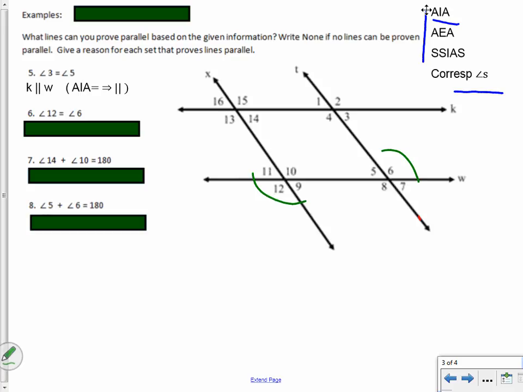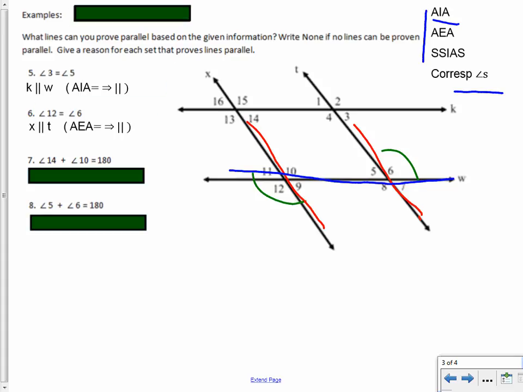Well, if we look at this line, X, this line, T, and we think of W as being a transversal, then 6 and 12 would be alternate exterior angles. If our alternate exterior angles are equal, that means the lines are going to be parallel. So we would say X is parallel to T because of our alternate exterior angles being equal. So we proved that those ones have to be parallel based on the angles.